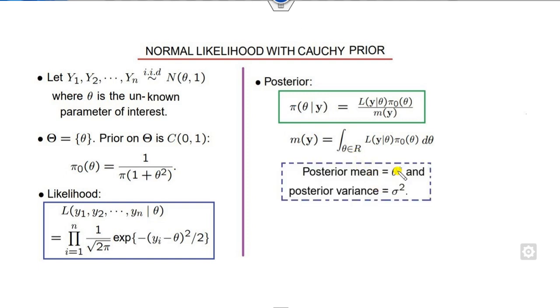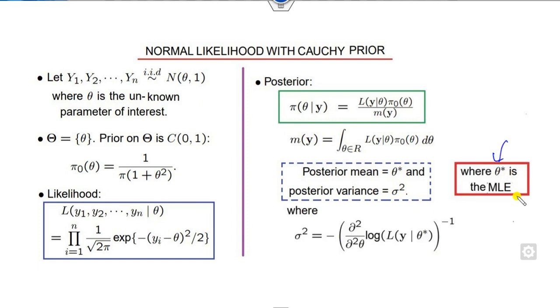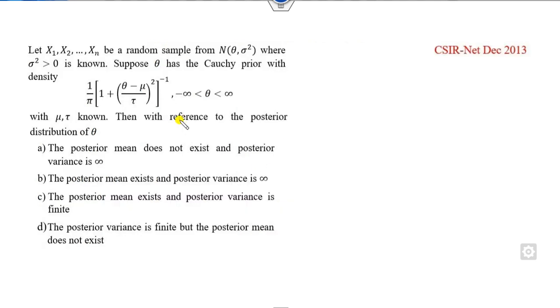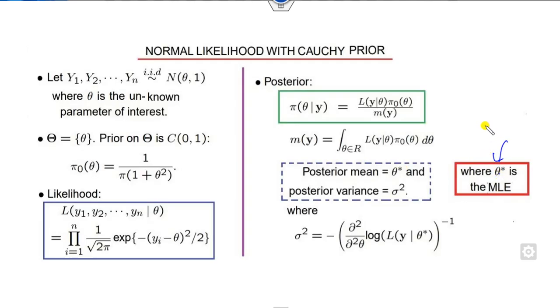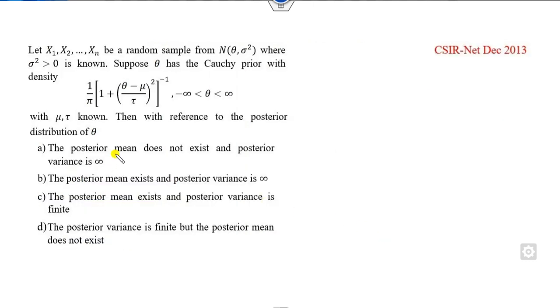Once it is there, the posterior mean will be theta star, and the variance is sigma square. What is the variance and the mean? Theta star is my MLE, sigma square is my variance of this. Since there is no need to solve, because they are talking about whether they exist or not, theta star is the MLE, which exists, and the variance is there, which also exists. So the option that the posterior mean does not exist, cancel out.